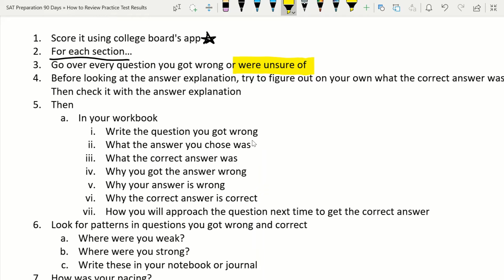So for each section, you're going to go over every question that you got wrong or were unsure of, right? So if there was a question that you got right, but you had to guess, then you're going to want to basically do steps 4 through 8 for that as well. So any question that you got wrong or you were unsure of, you're going to go over. So what does that mean? What does it mean to go over each question?